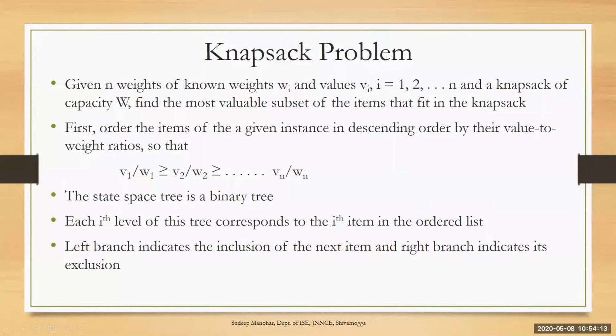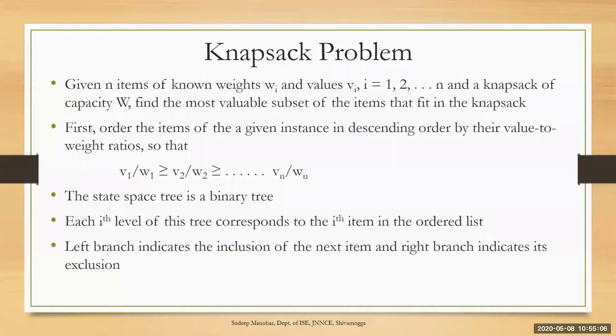So for some theoretical concepts, given n items of known weights Wi and values Vi. So what will be given? N items will be given. Each item will have weights and values. The items are from 1 to n. The knapsack capacity is W. What we have to find? We have to find the most valuable subset of the items. So we have to identify which subset of items out of n items has the maximum value that fits into the knapsack. So this is the problem.